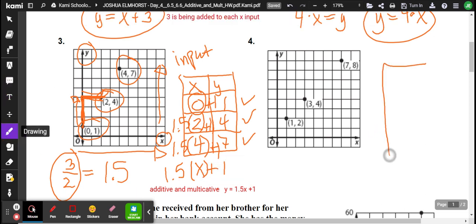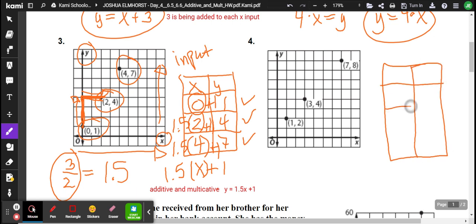Move into number 4. Create an input-output table with an x and a y. And now take the ordered pairs from your graph: 1, 2, 3, 4, 7, 8.